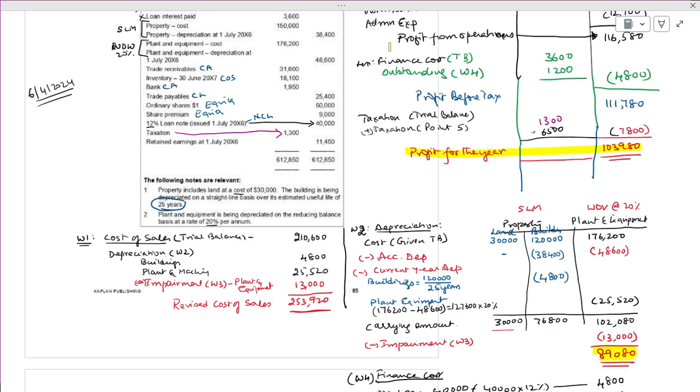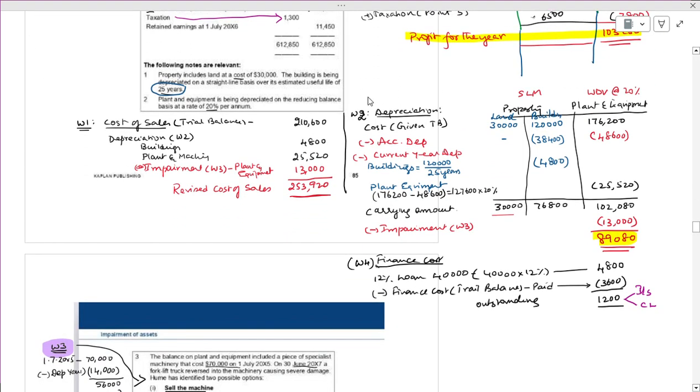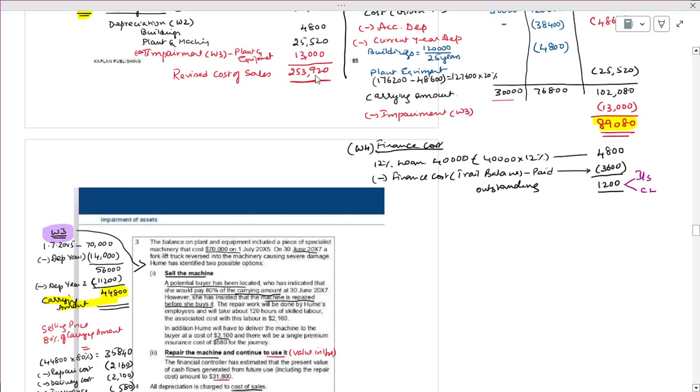Now, the major part of what we have done, we have done something differently in terms of depreciation. Working 2. Working 1 we did cost of sales. Now this is similar to an exam question, 20 marks. A little bit plus or minus will be there, but it is almost similar to the exam question. We have done cost of sales, depreciation, and impairment. Now impairment is very clear.